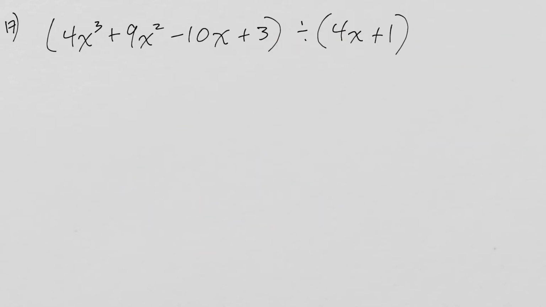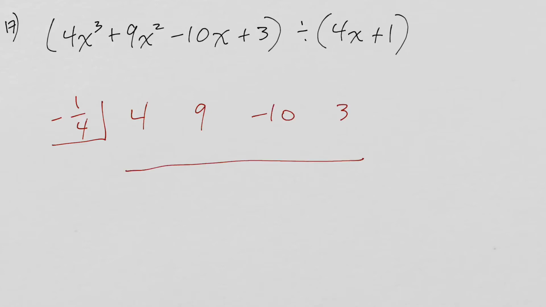Okay, so again, I'm going to start with my box. I hope everybody can see that I'm going to put a negative 1/4 in my box there. And now I'm going to list out my coefficients, 4, 9, negative 10, and 3. I'll start by dropping the 4. Negative 1/4 times that is a negative 1. I'll add up this column to get 8. Negative 1/4 times 8 is negative 2. I'll add up this column and get negative 12. Negative 1/4 times negative 12 is a positive 3. I'll add up this column and get a 6.